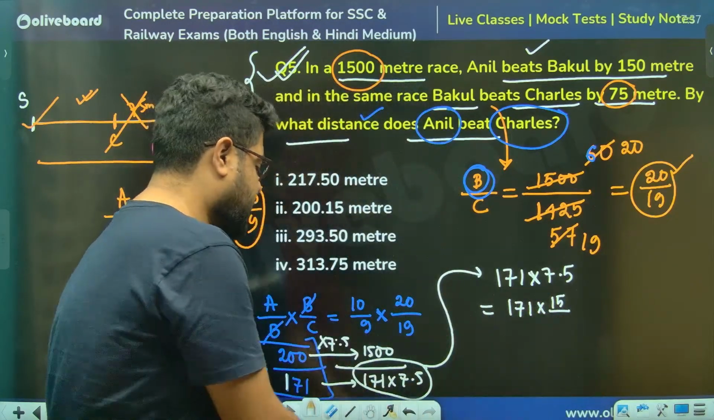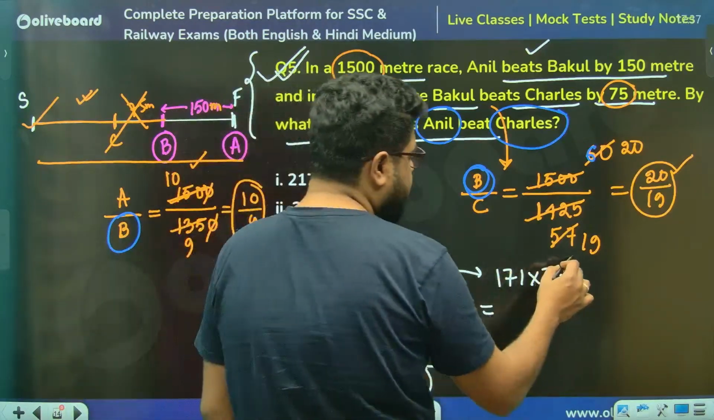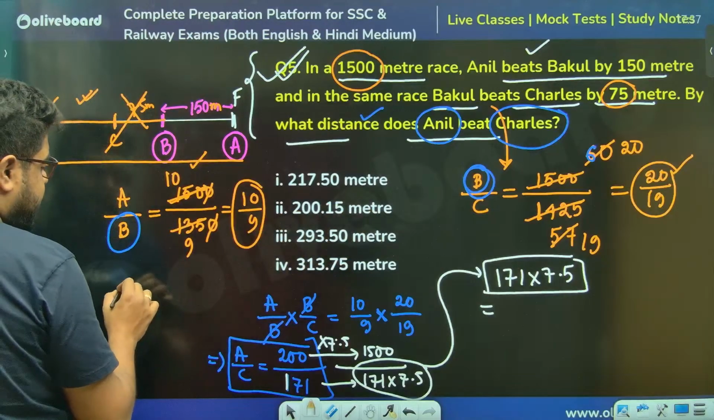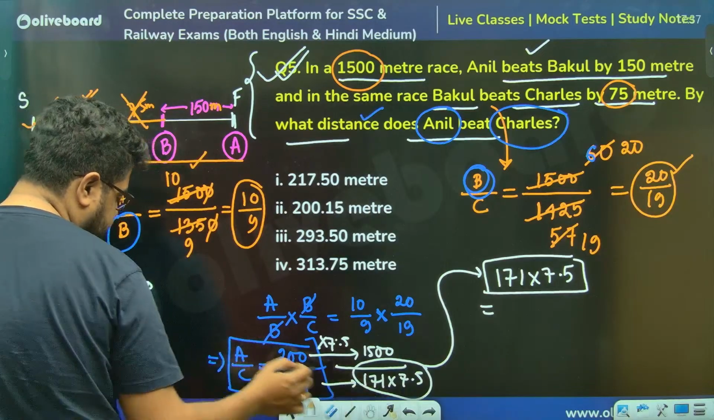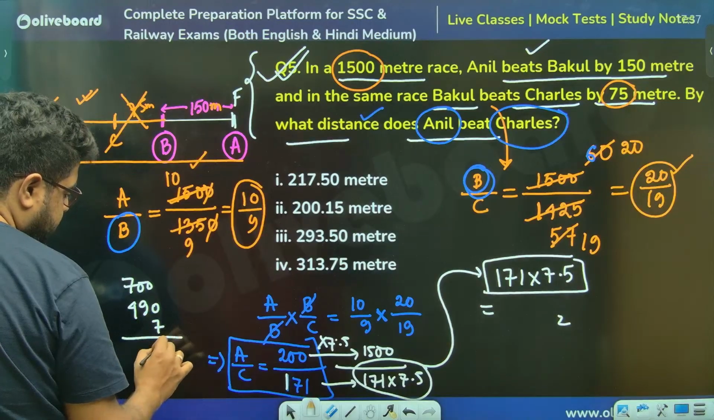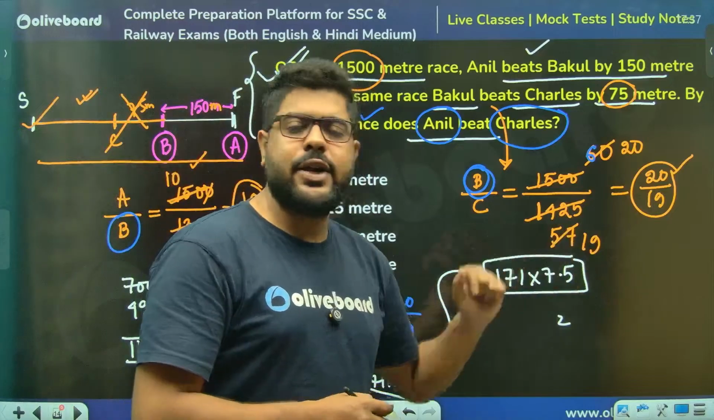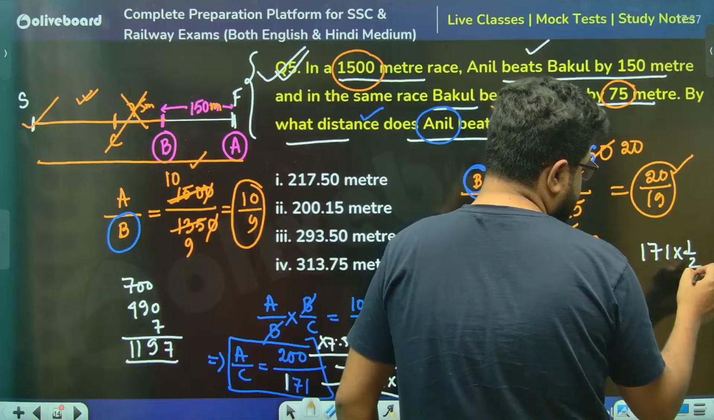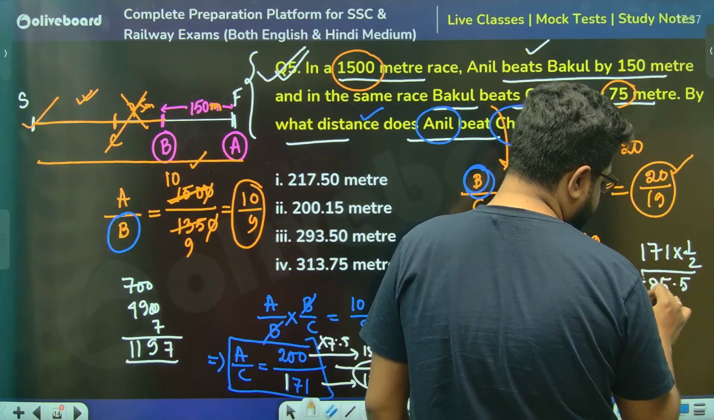15/2 ही कर लो if you want, or rather let's keep it. Sir, 171 into 7, let's do. Sir, 100 into 7, sir, 700. 70 into 7, sir, 490, sir. 1 into 7, sir, that is 7. 7, 9, 11. 1197. And sir, 171 into 0.5, meaning 171 into 5 into half, sir. 85 twos are this, and 1 by 2 means, sir, 85.5.